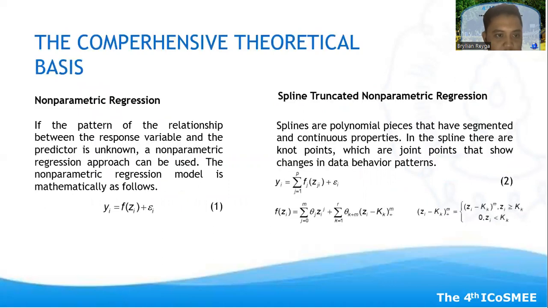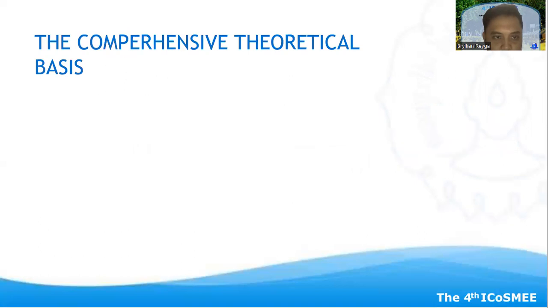Non-parametric regression. If the pattern of the relationship between the response variable and the predictor is unknown, a non-parametric regression approach can be used. The equation is equation 1. Spline truncated non-parametric regression uses polynomial pieces that have segmented and continuous properties. In the spline, there are knot points, which are joint points that show changes in the data behavior pattern. This is equation 2.